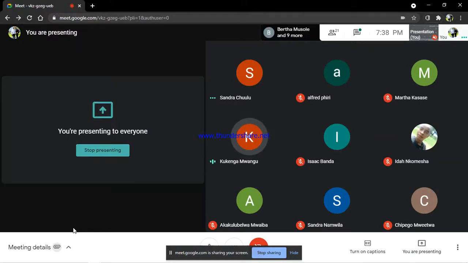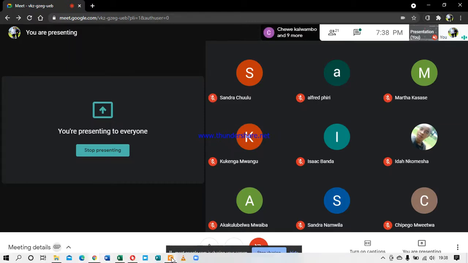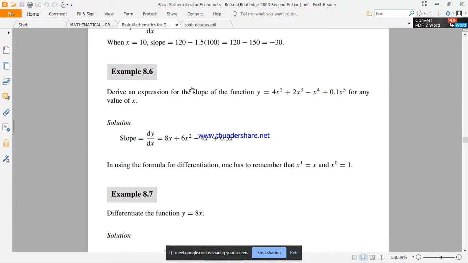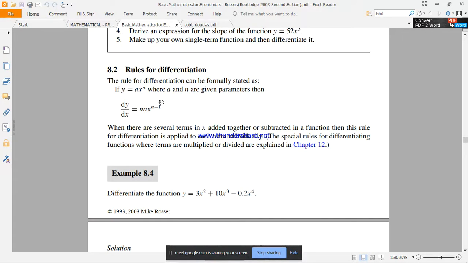Elman's mic is on. Please show the first row. The first what? Kukenga. The first row, please show it. I don't know what you mean by the first one. Is it this or the application of the Cobb-Douglas? Please show the first row. Oh, the first row is this. I've showed it. Alright, thank you. Perfect.